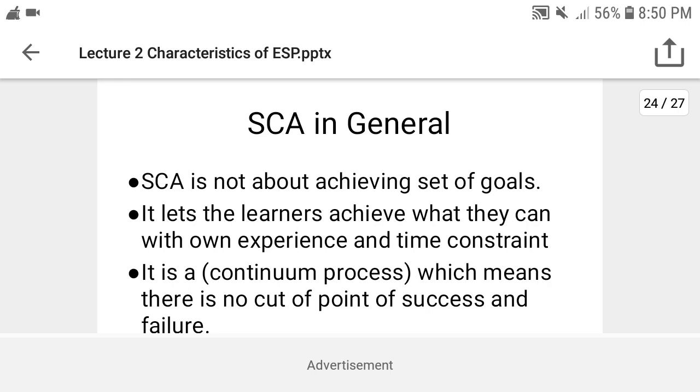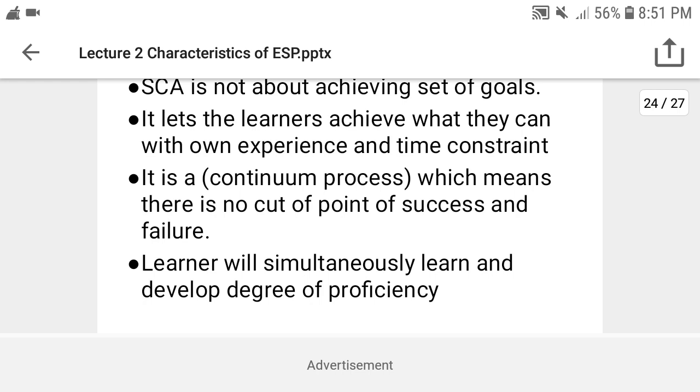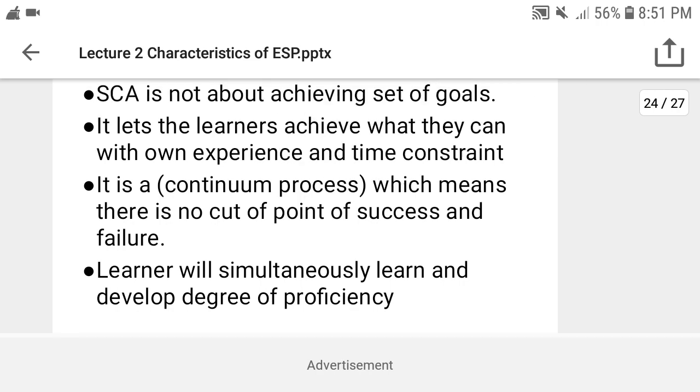SCA in general. SCA is not about achieving a set of goals. It lets the learners achieve what they can with their own experience and time constraint. It is a continuum process, which means there is no cut-off point of success and failure. Learners will simultaneously learn and develop a degree of proficiency.